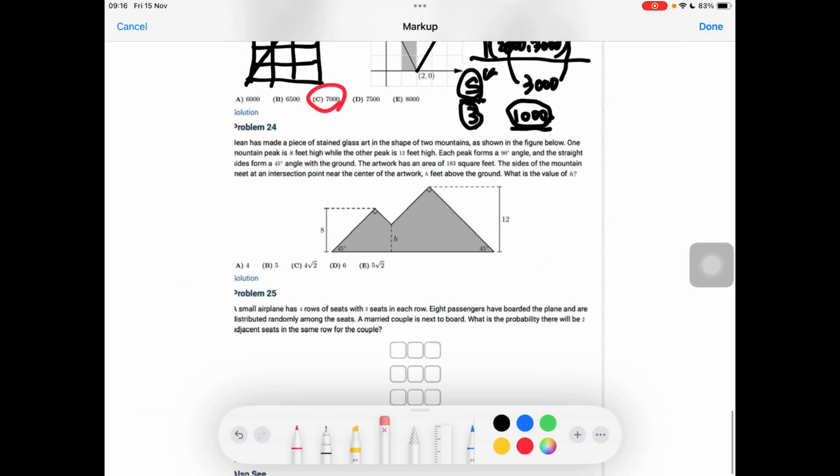Number 24. Zin has made a piece of stained glass like this, 12, and what is the value of H? The artwork has area 183. Okay. So let's say like this. So this is 8.